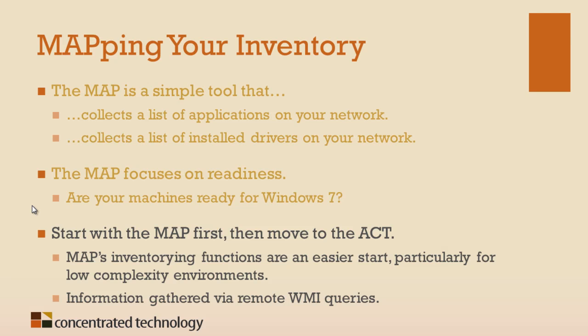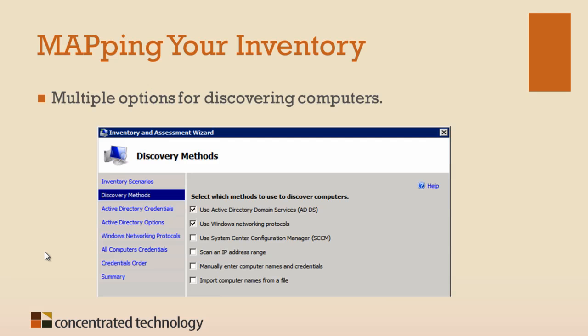The inventorying functions are an easier start. If you're a low complexity environment and you really don't want to go through the upfront effort to try to distribute out the agents, at least this gives you an initial kind of situational awareness of where your compatibility lies. So with that inside the map, and switch over to the next slide, please.